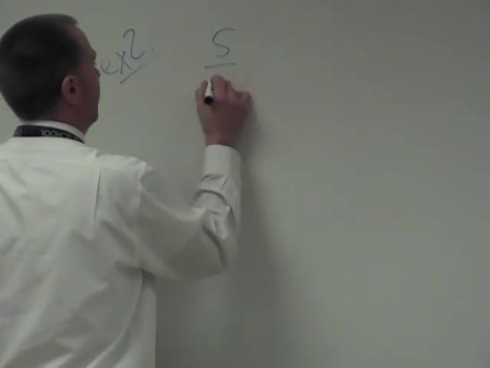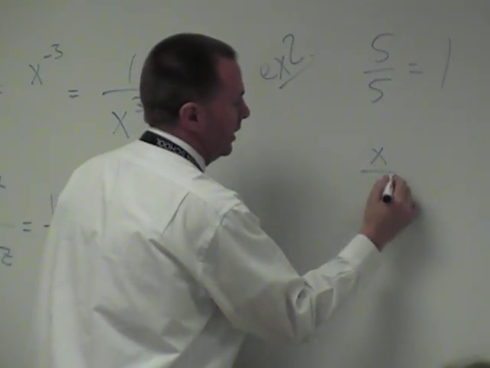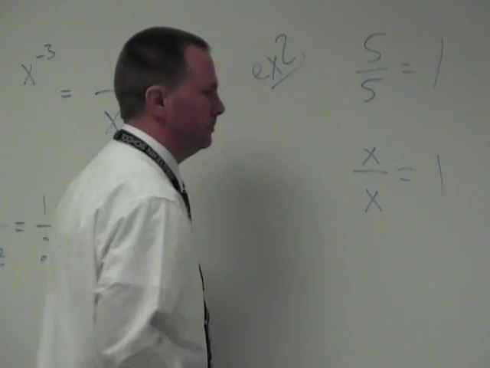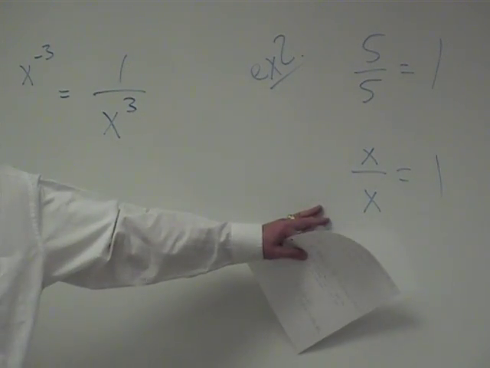What is 5 over 5? 1. Awesome, you guys are brilliant. What is x over x? X. Sorry, everybody says that. And every year, there's a group of students that say that. My periodical class does the same thing. They all say x. It's 1, right? Okay.